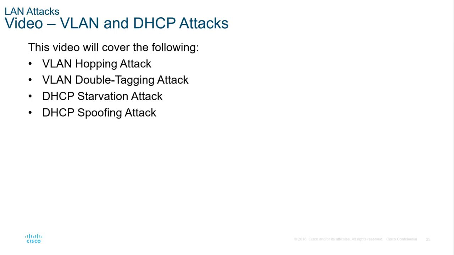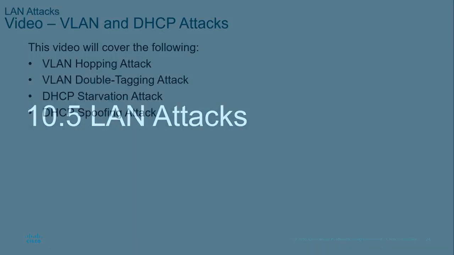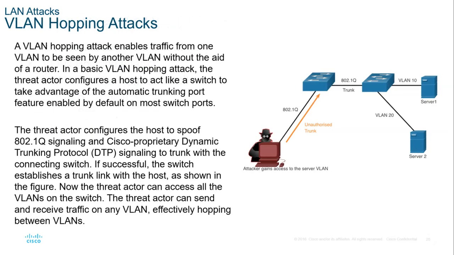Under LAN attacks, we have the VLAN attacks. Here is a video that tries to cover a number of those attacks. We have VLAN hopping, VLAN double tagging, then DHCP starvation, then DHCP snooping. Here, just watch.